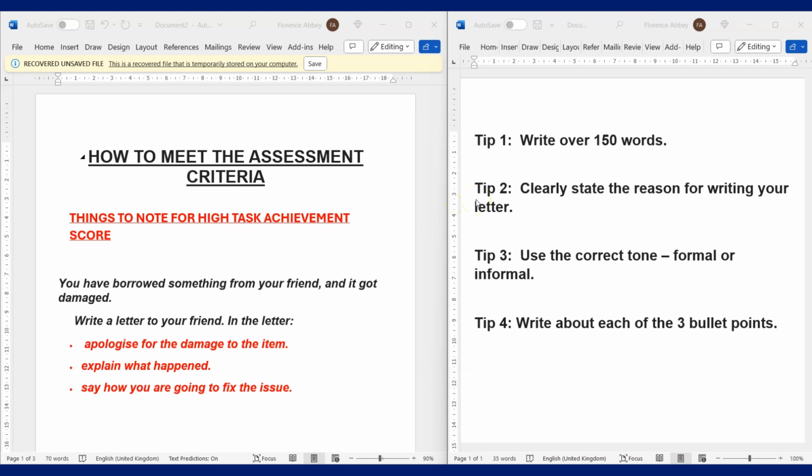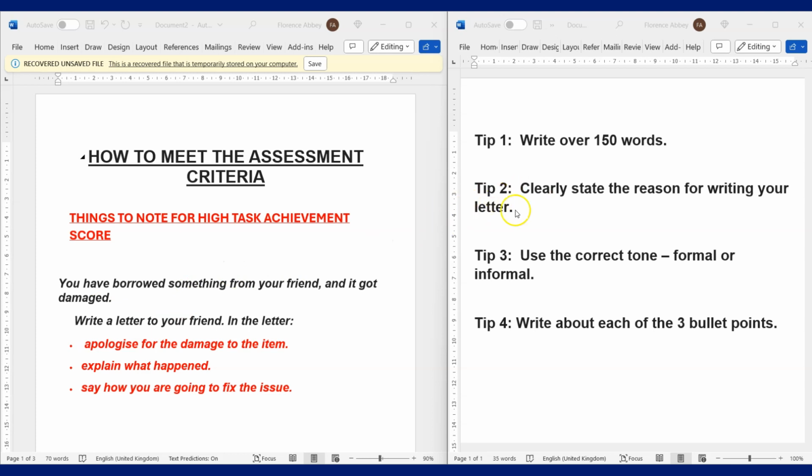The second thing that you can do to achieve your task is to make sure that you clearly state the reason why you are writing your letter. For instance, in this question, it tells us that you are apologizing. So in the first sentence of your letter, you need to tell why you are writing the letter. So for instance, in this question, you will tell your friend that you are writing the letter to apologize for the damage that you have caused to the thing that you actually borrowed. Okay, so you need to tell your friend that the item you borrowed got damaged and that you are trying to apologize to him or her.